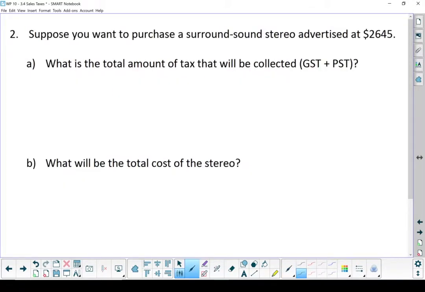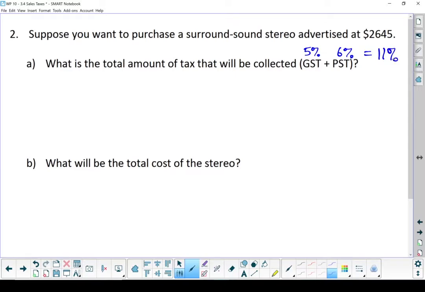We want to purchase a surround sound stereo system that's advertised at $2,645. Question A asks, what's the total amount of tax that will be collected? GST and PST. Once again, we're going to buy this in Saskatchewan. So our GST is 5%, that's across Canada. And in Saskatchewan, our PST is 6%. Altogether, we're going to be paying 11% tax.